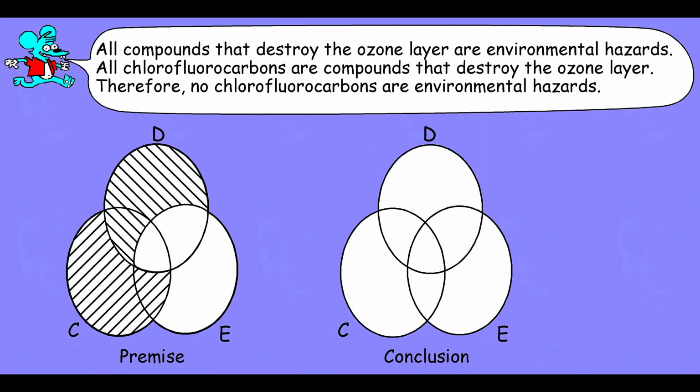Therefore, that intersection between C and E, both areas that are in the C circle and the E circle, would have to be empty. So I'll shade those in, and that will guarantee that the conclusion is true.